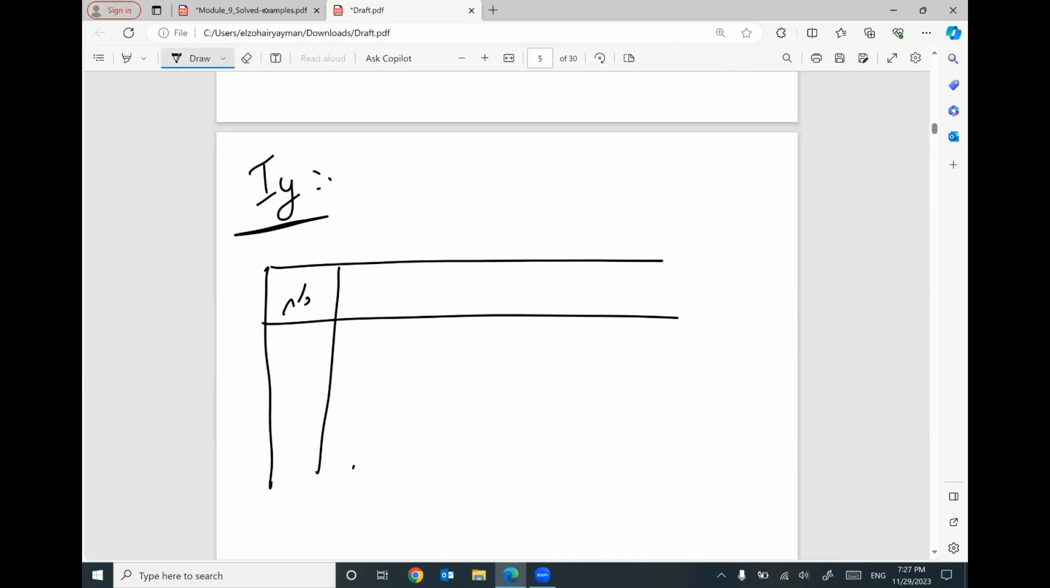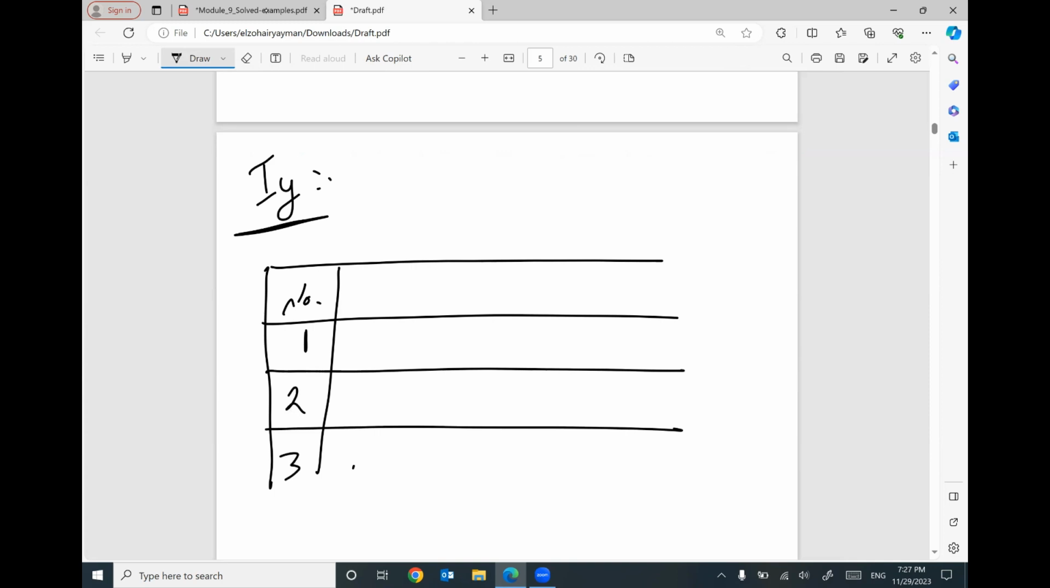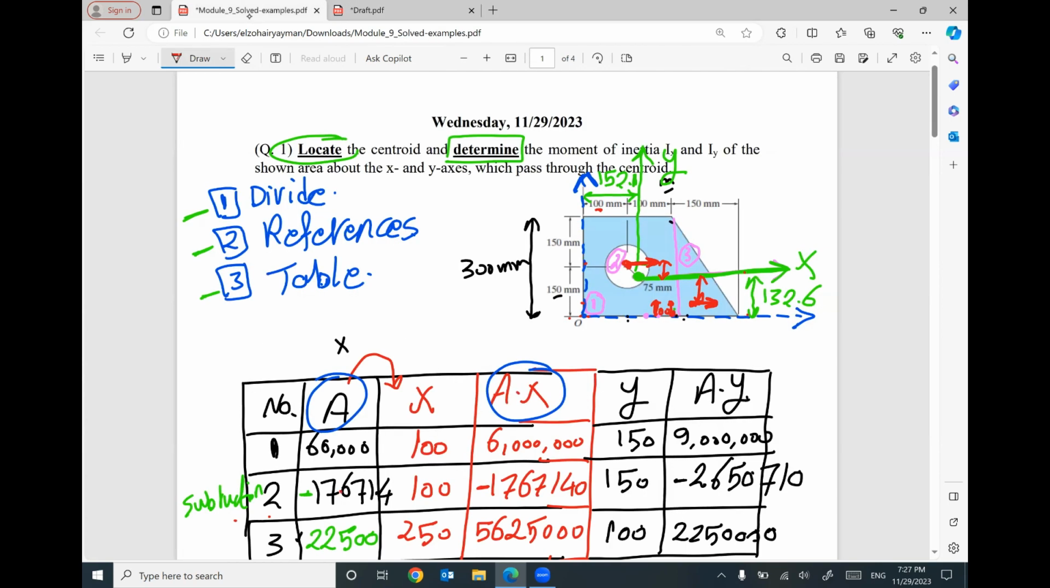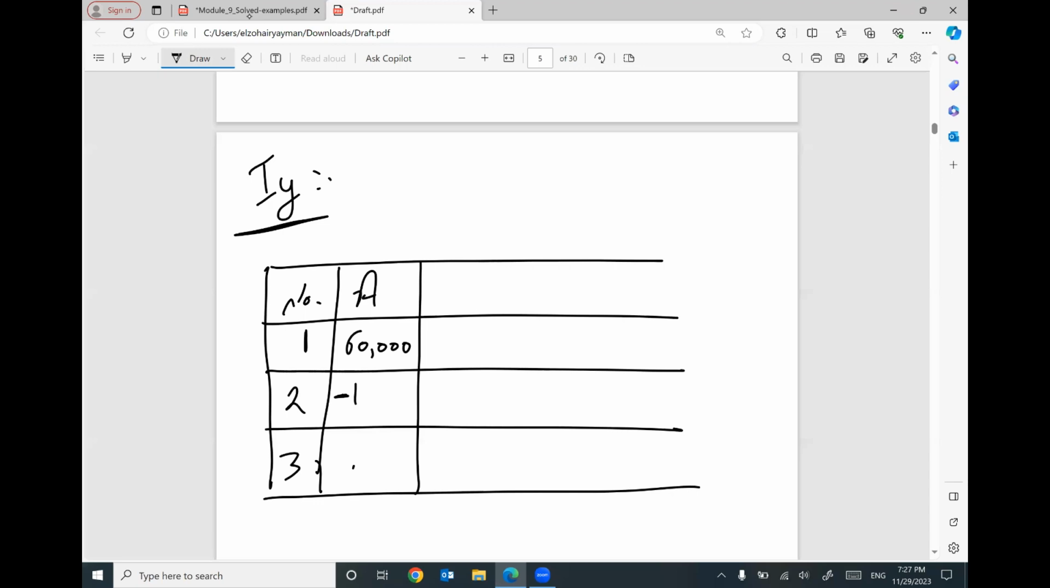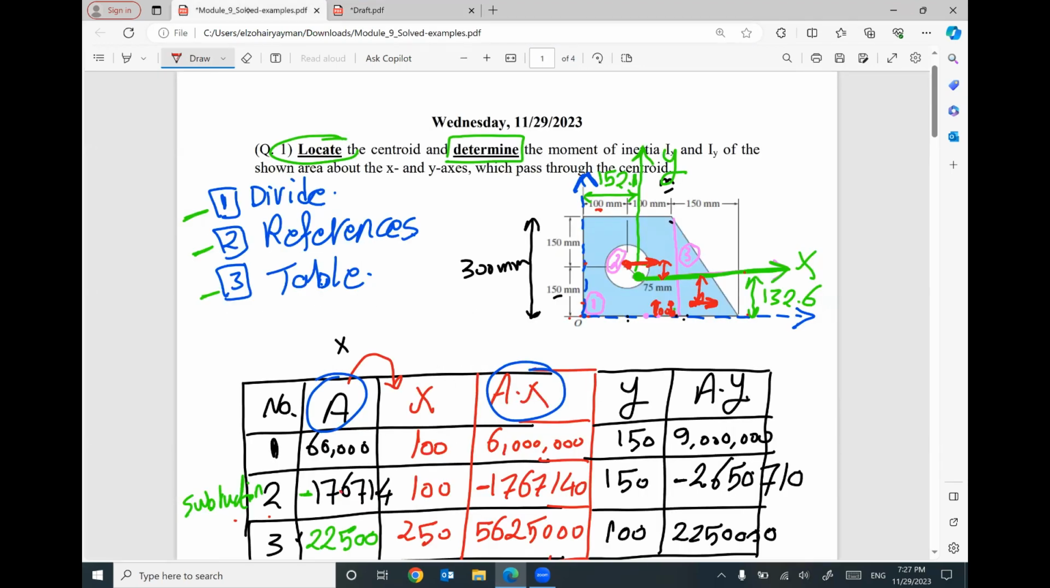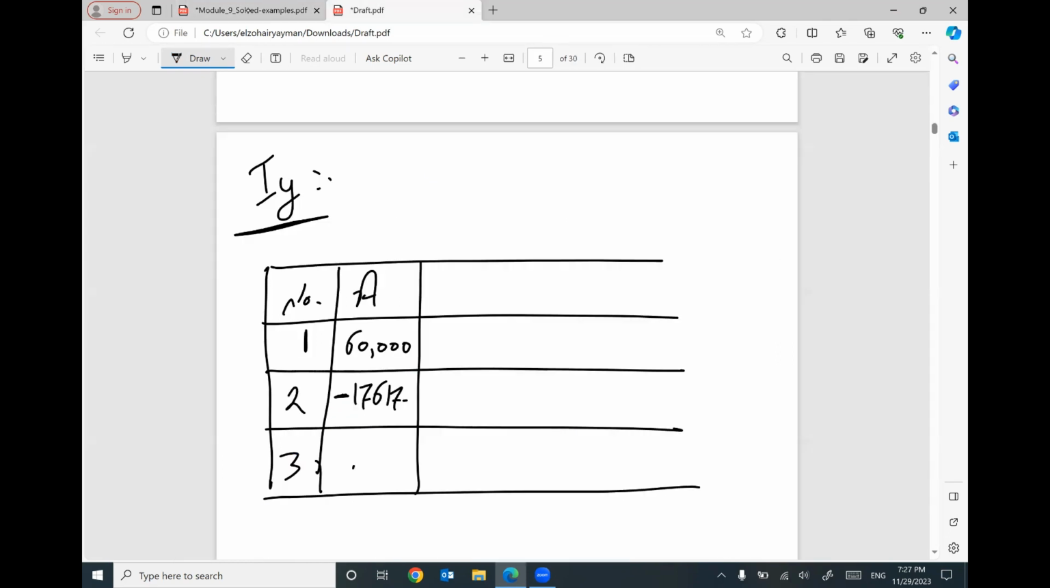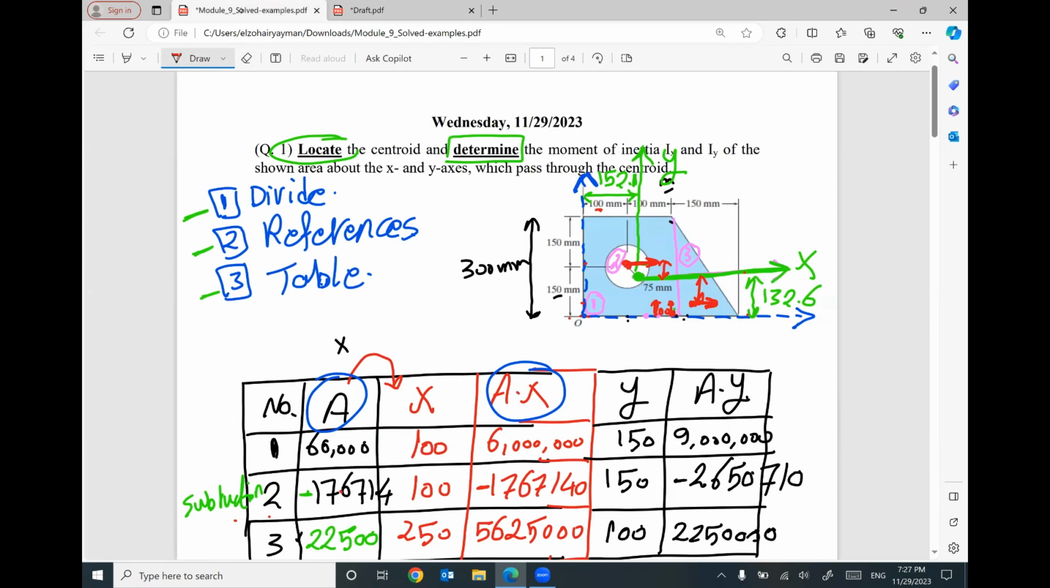How many parts do you have? Part number 1, part number 2, part number 3. What is the area of each part? 60,000, negative 17,617.671, 671.6, I think, 0.4.